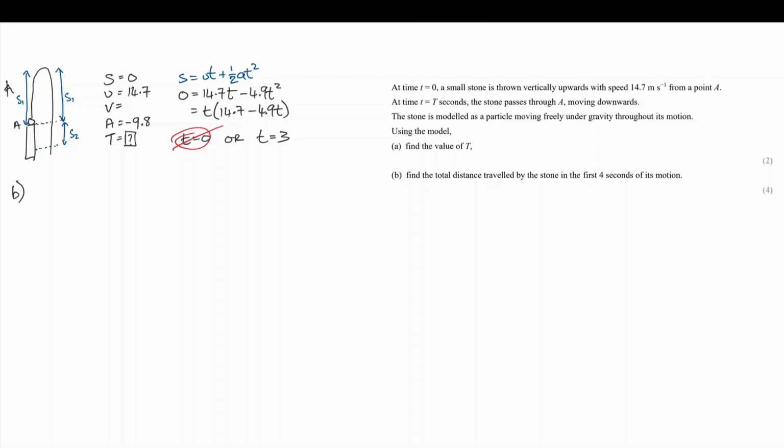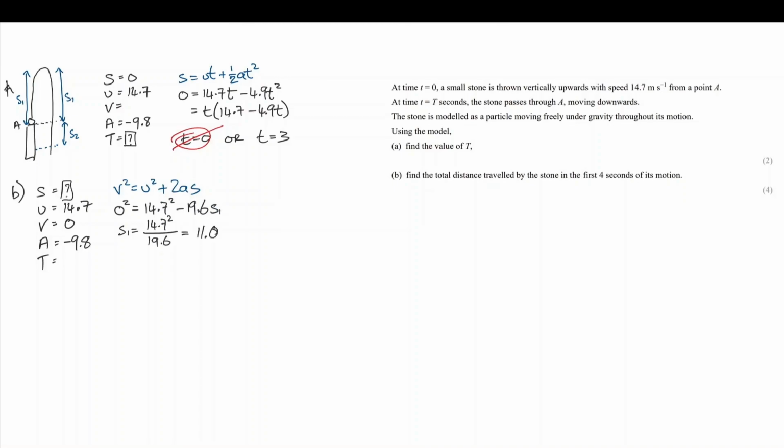Let's collect some SUVAT variables. First, I want to find S1. So what is the distance to the highest point? We know the velocity at that point is 0. Initial velocity was given to us, and once again, acceleration due to gravity. Let's put this all into the correct formula. V squared equals u squared plus 2as. Substituting in our numbers, 0 squared equals 14.7 squared minus 19.6s. Rearranging, we get a displacement of 11.0. So, from projection to the highest point is 11.0.